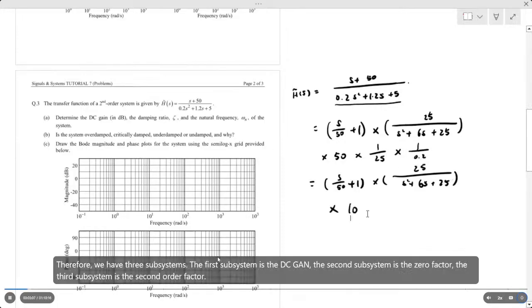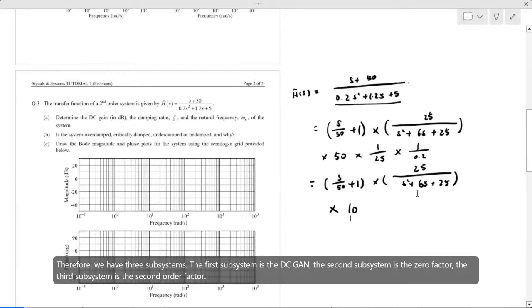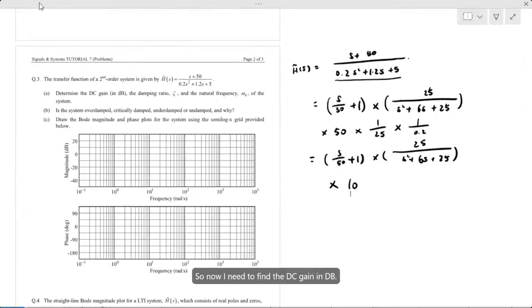Therefore, we have three subsystems. The first subsystem is the DC gain. The second subsystem is the zero factor. The third subsystem is the second-order factor. So now I need to find the DC gain in dB.